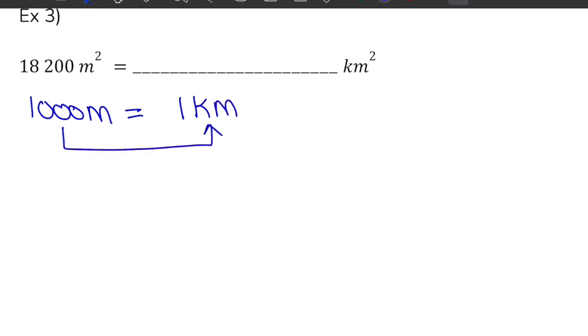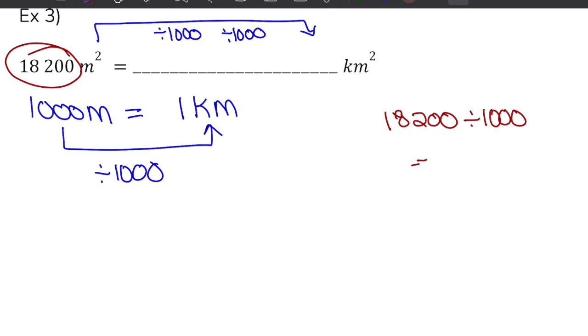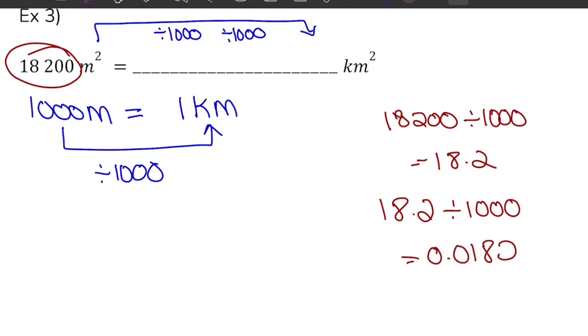How do we get from here to here? Well, the number is getting smaller, so we're dividing by 1,000. 1,000 divided by 1,000 is 1. So here I'm also going to divide by 1,000 twice. That's going to give me a very small number. So let's do our work here in the margin. We're going to take this number, 18,200. We're going to divide by 1,000. That will give us 18.2. Then take 18.2 and divide by 1,000 again. That will give us 0.0182. Okay, so the answer is 0.0182 kilometers squared.